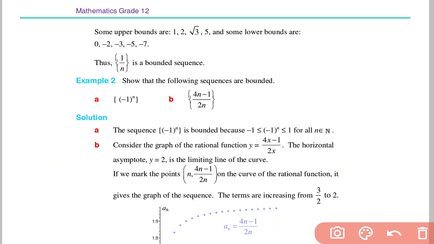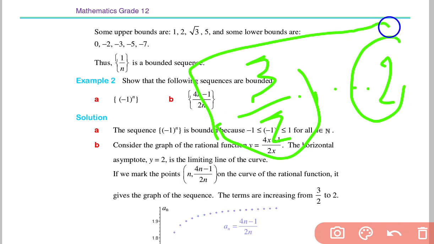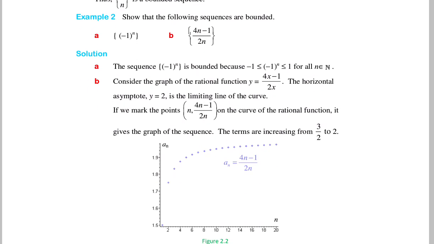Therefore it is bounded. The lower bound is 3 over 2, this is the upper bound, this is the lower bound. This sequence is a bounded sequence. Let's see the solution. This one is bounded because it has what?